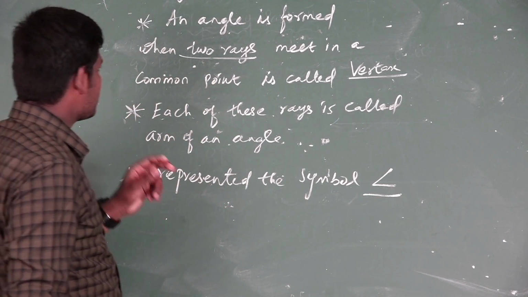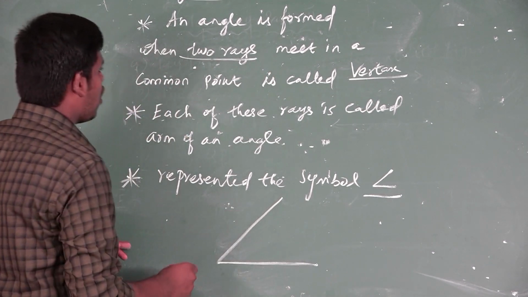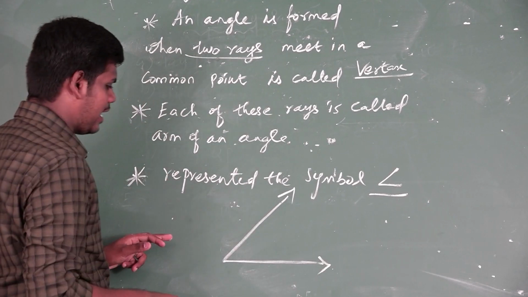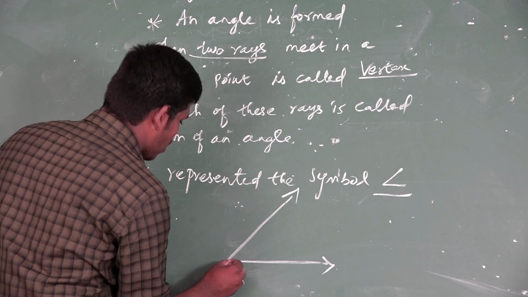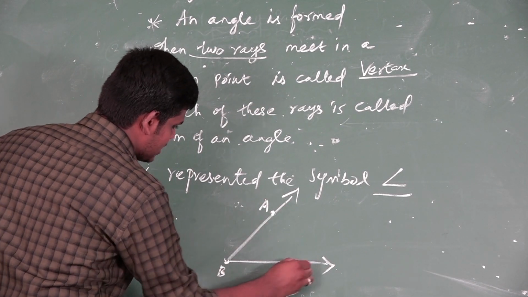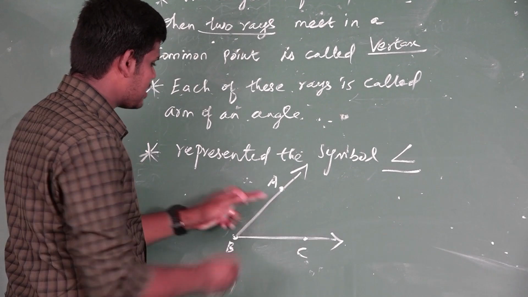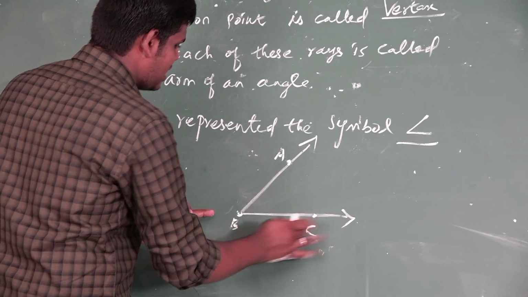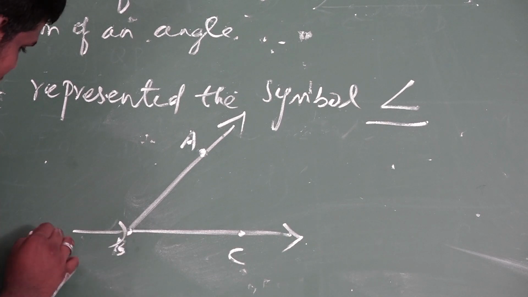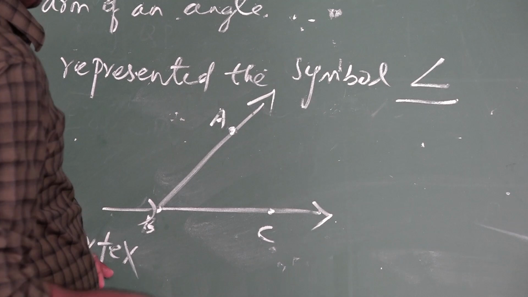Now I am going to draw the angle diagram. How many rays want to meet? 2 rays. This is one ray and this is another ray, meeting at the common point called the vertex. We consider points A, B, C. AB is one ray and BC is another ray. The common point where they meet is called the vertex.